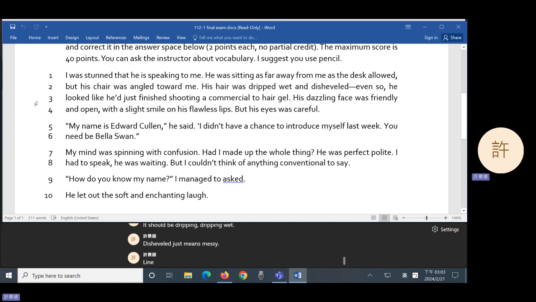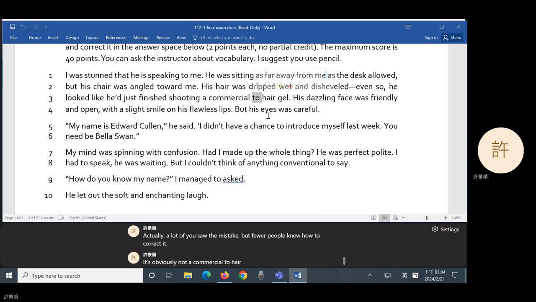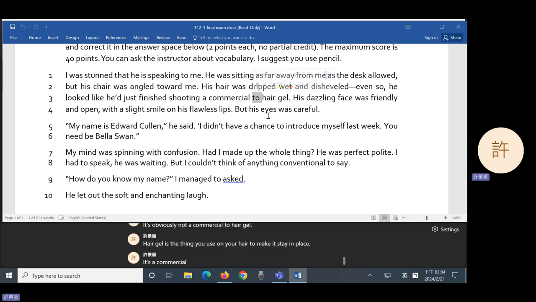Line three, looked like he just finished shooting a commercial to hair gel. His dazzling face was friendly. Do you see the mistake? Actually, a lot of you saw the mistake, but fewer people knew how to correct it. It's obviously not a commercial to hair gel. Hair gel is the thing you use on your hair to make it stay in place. It's a commercial for hair gel. The commercial is trying to sell hair gel.